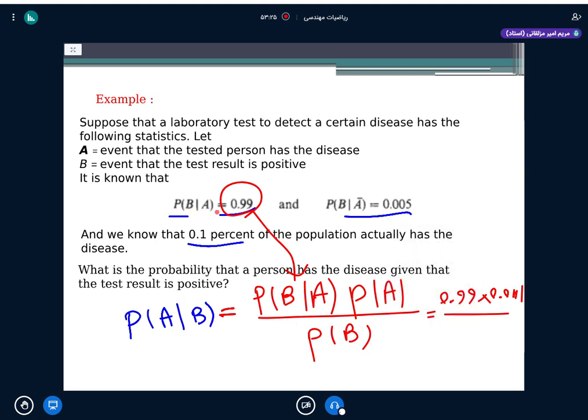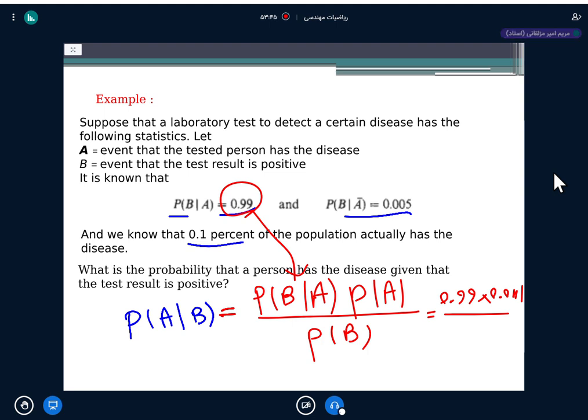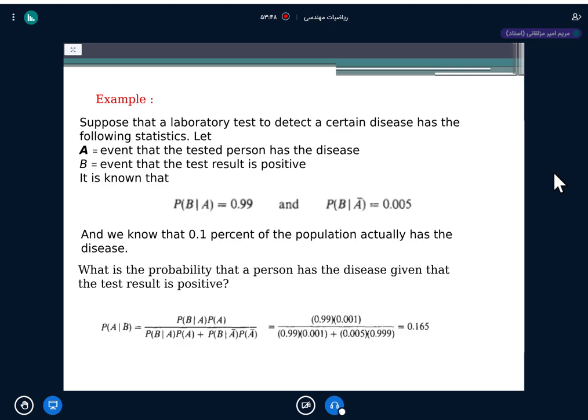We have the probability of B given A and the probability of B given A bar. But we need the probability of B without any condition. We computed the probability of B in the previous example. So we use that formula in the denominator of this fraction, and we have this formula for the computation of the probability of A given B. In this example, as I said, we use the Bayes theorem. Any question?